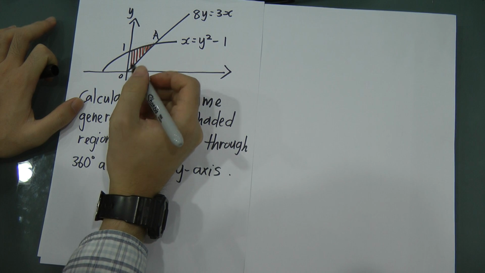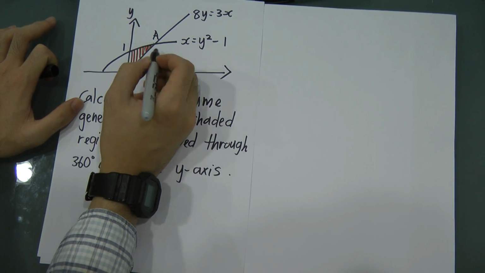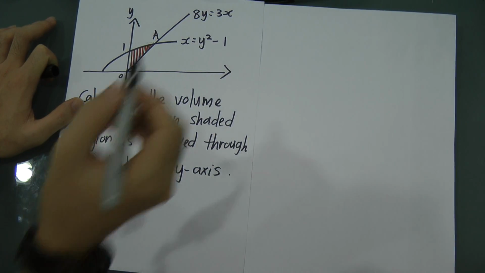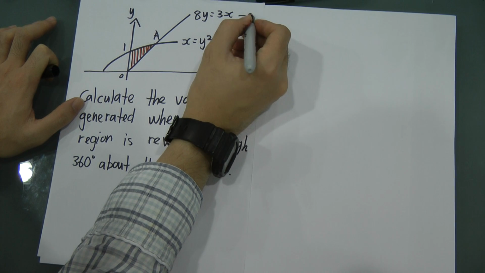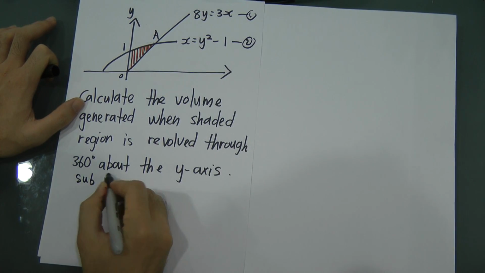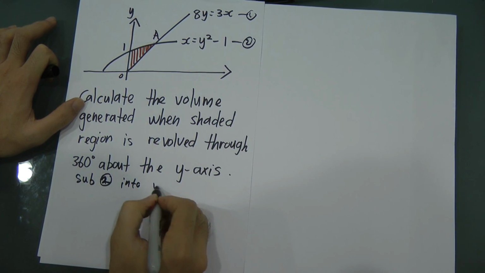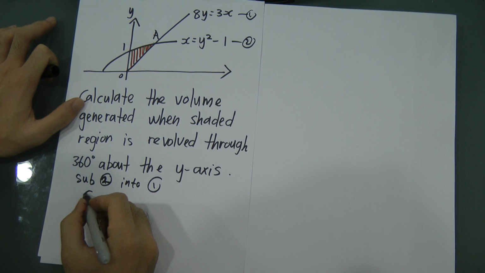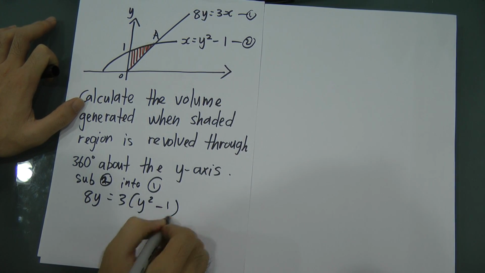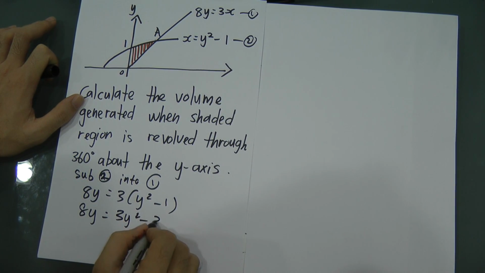Okay, so the first step is we have to find the intersection point A. So how to find the intersection point? We do the simultaneous equation. Okay, so let's call this one 1, this one 2. So what I do is I substitute 2 into 1, sorry, I substitute this one into that. So I get 8y equals 3y squared minus 3.